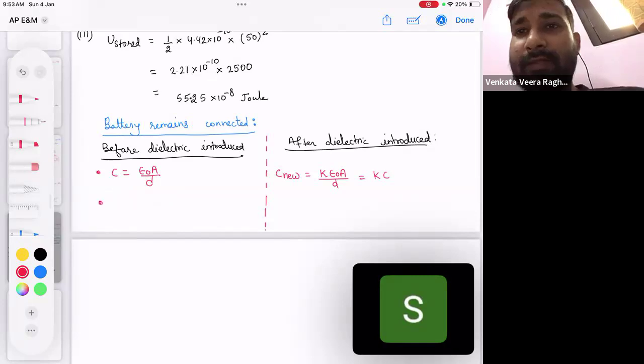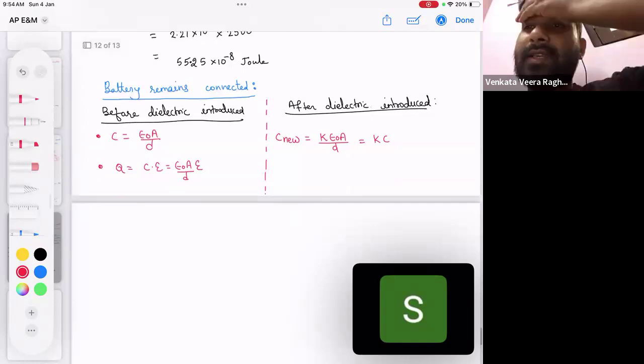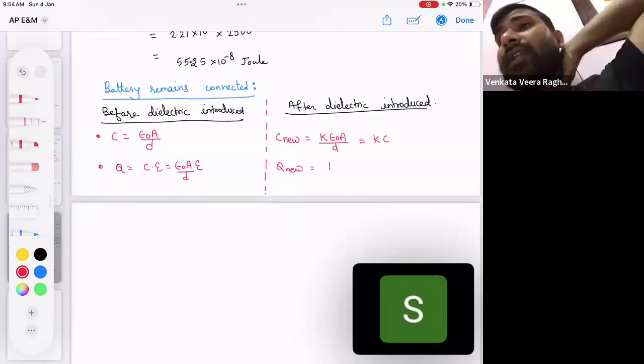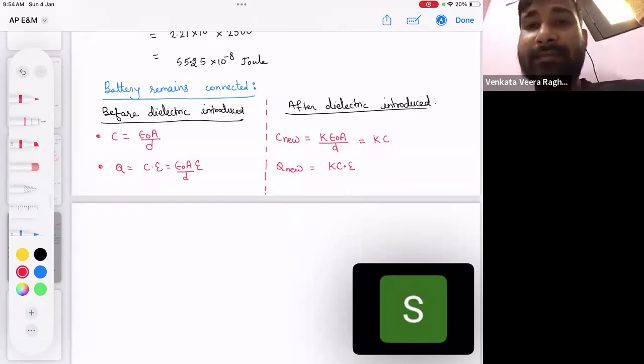Second thing, what is the charge? Is the charge C into V? Right. Epsilon naught A by D into V, you can write it. V means the battery voltage, or you can write it as the EMF. If you are comfortable with EMF, write the EMF. If you are comfortable with voltage, then you can write V. Can you tell me what will be the new charge, C into E? Please tell me. Understood? So you see, capacitance got increased by K times. Charge got increased by K times.